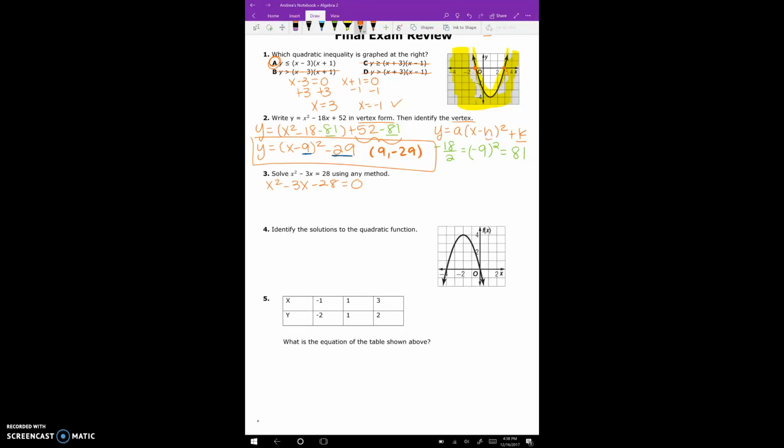What two numbers add up to -3 but multiply to give me -28? I'm going to have -7 and +4. X minus 7, x plus 4 equals 0. And notice, go back and check. It did say solve. It didn't just say factor. It said to solve. So I have to actually set each of those terms equal to 0. So x equals 7. And x equals -4.